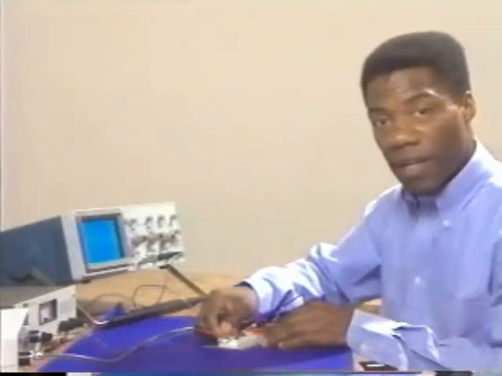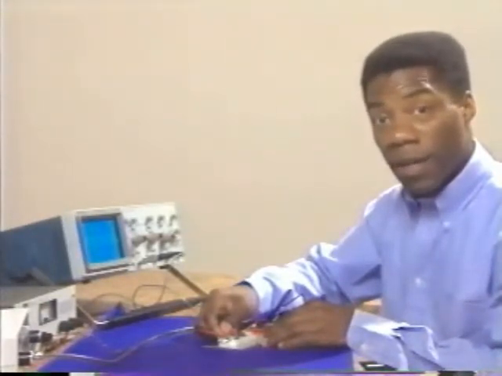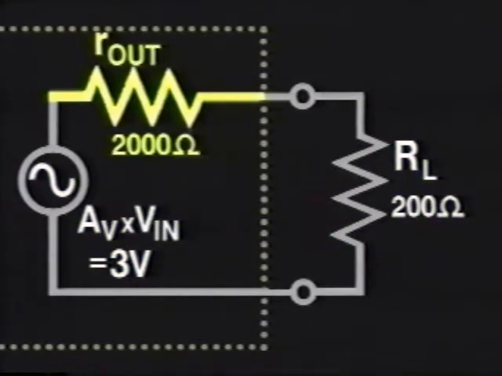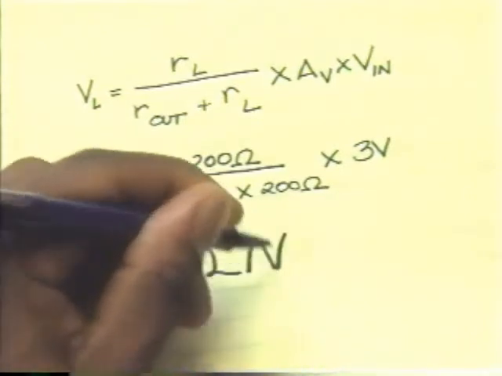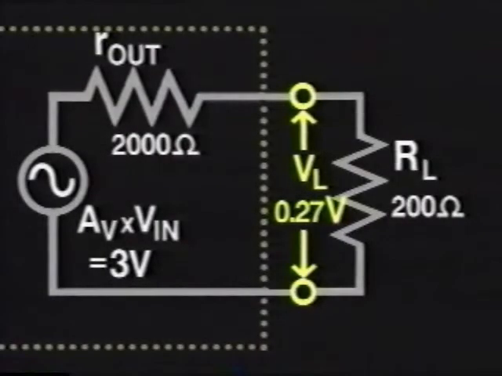Let's insert some values to see the interaction between Rout and RL. In this example, a signal has been amplified to 3 volts. The 3 volts is applied to the load resistance of 200 ohms through the 2000 ohm output resistance. Calculations show that of the 3 volts available from the amplifier, only 0.27 volts actually appear at the load.